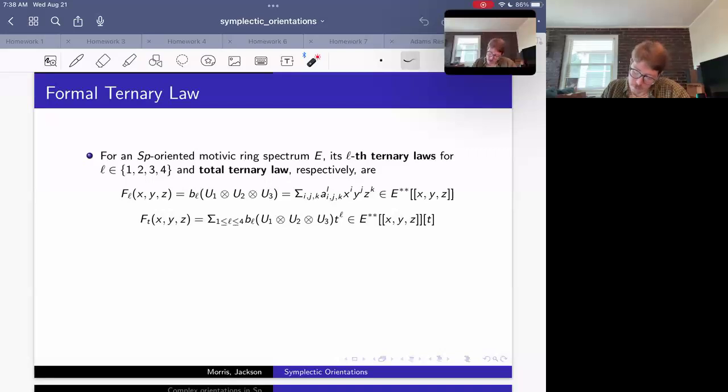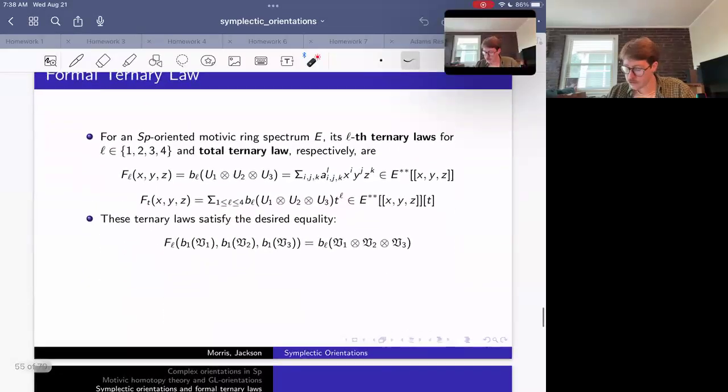And I also have a total where I just add up the Borel classes and I tack on some dummy variable t. And this is our analog of a formal group here. And they do satisfy the desired equality. I'm not going to prove this, but this is what we wanted. If I take the Borel classes of these symplectic bundles and I look at the E formal ternary law with those as the inputs, it's the same as the E Borel class of the triple product. It recovers something that we wanted and that we saw in formal group laws.